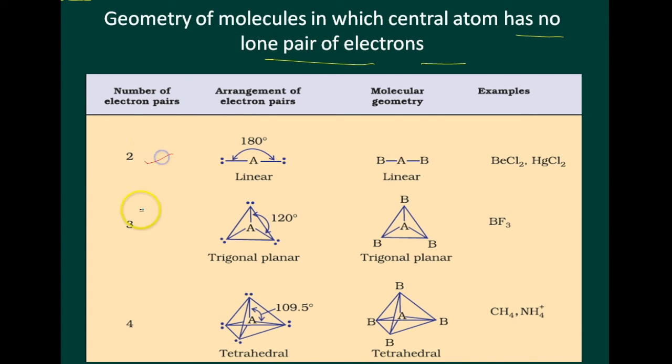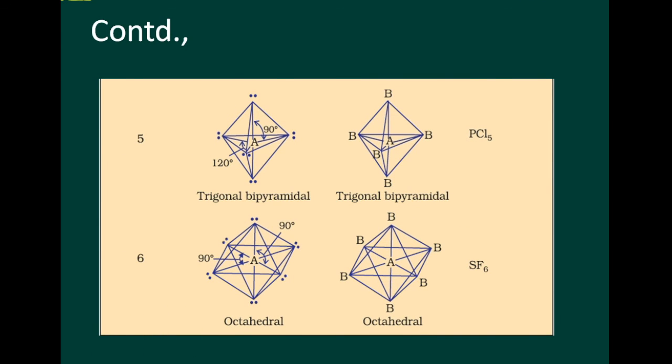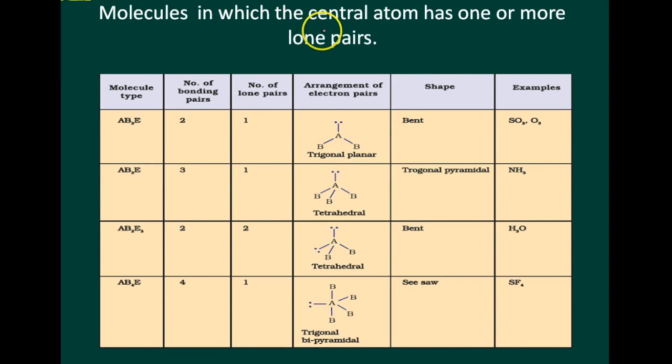Number of electron pairs, this represents this column, this is the arrangement of the electron pairs, this is the molecular geometry, and this is the example. And this is also the same. And the next thing is molecules in which the central atom has one or more lone pairs. This is the example for that.